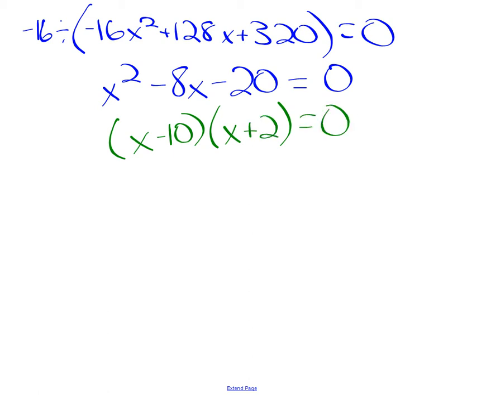So x minus 10 equals 0. What would x have to be? X would have to be +10, because 10 minus 10 is 0. Okay, how about over here? How can we make x plus 2 equal 0? So x would have to be -2.